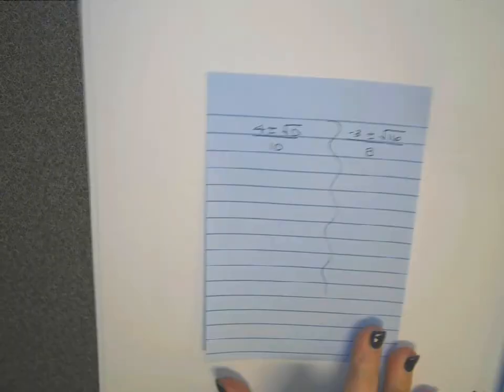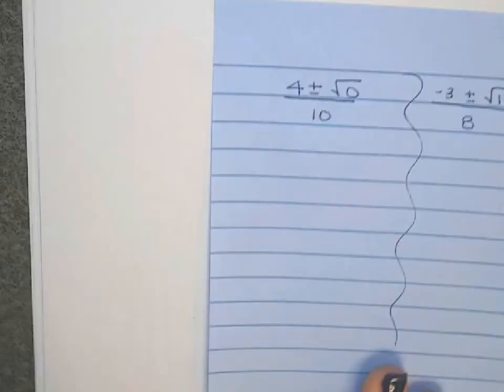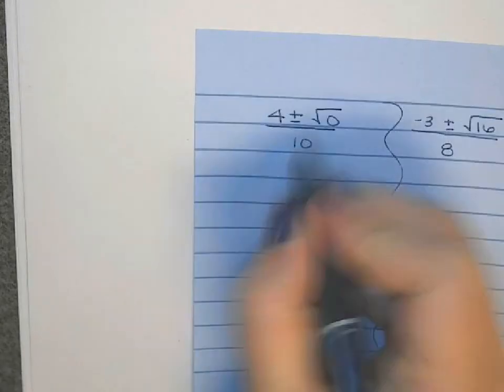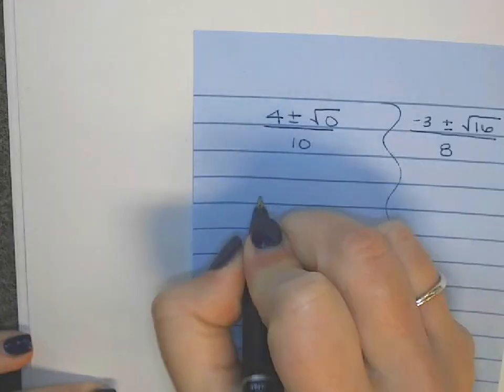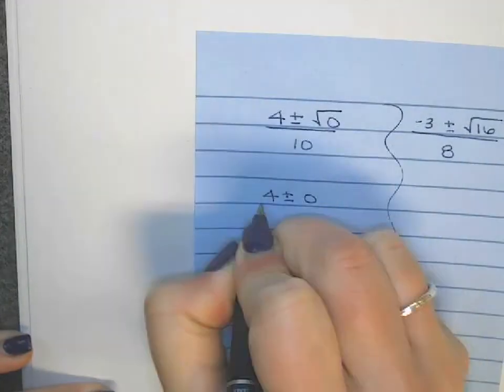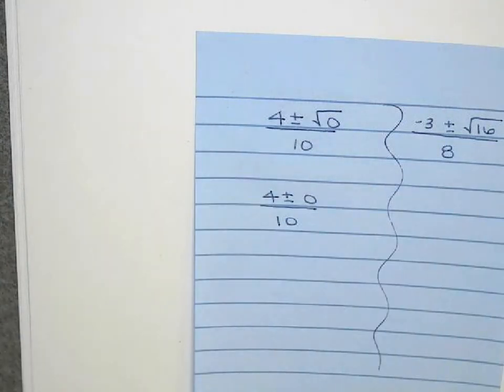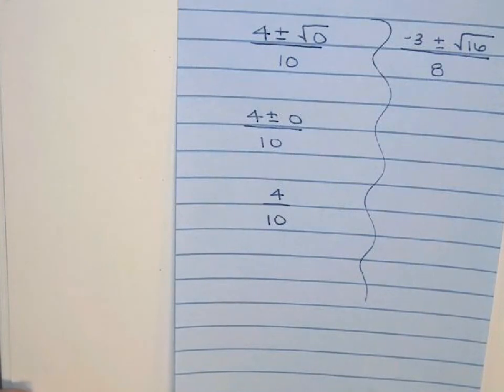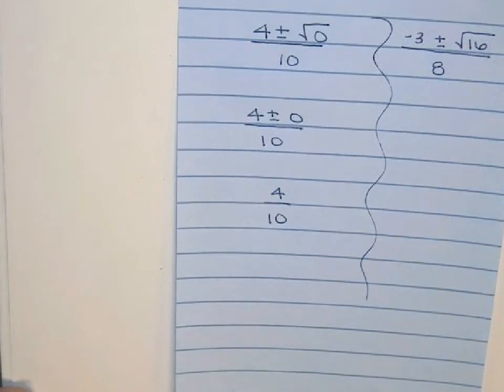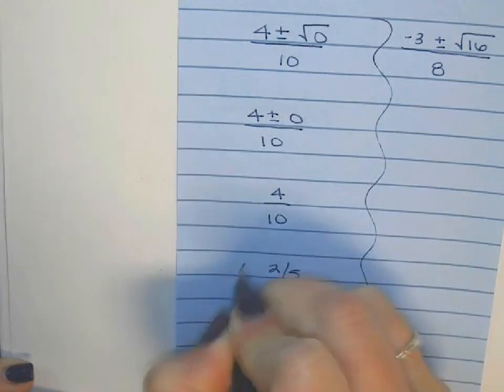Okay, so let's look at this real quick. If I had 4 plus or minus the square root of 0 over 10, how would I go about simplifying that? What's the square root of 0? So when I write my next step, I'm going to write 4 plus or minus 0 over 10. What is 4 plus or minus 0? 4. It doesn't matter if you add or subtract, you're still going to be left with 4. Agree? Okay, so we have 4 over 10. Are we done? Simplify. What is 4 over 10? 2/5. So x equals 2/5.